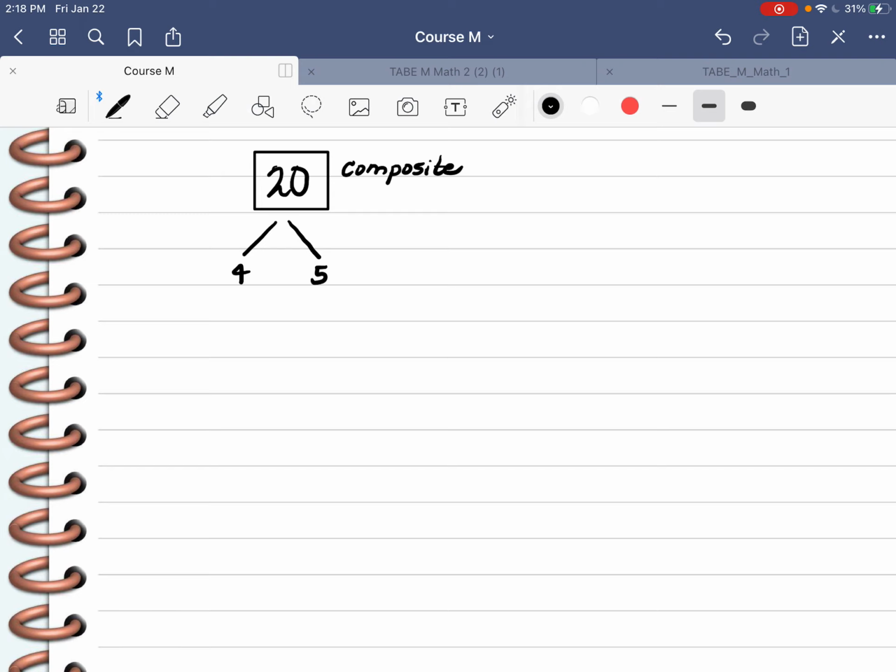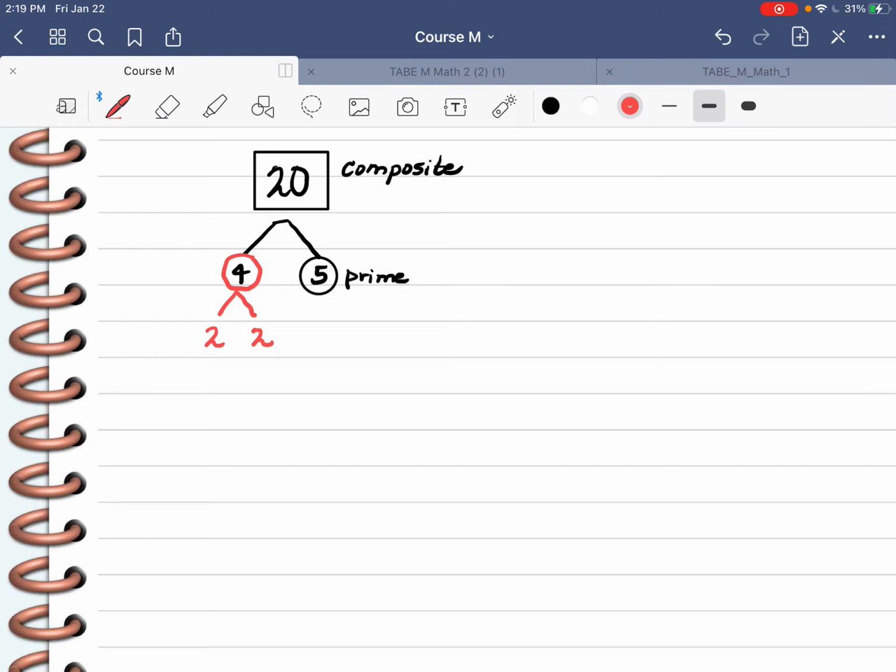And I'll look at this 4 and 5. I'm actually going to connect those. I'll look at this 4 and 5 and I think, could either of those break down any further? And the 5 itself cannot. 5 is prime. It won't break down any further. But look at this 4. Can you break a 4 down any more? You sure can. You could break it down to 2 times 2. And then both of those numbers are prime, so those won't go any further.